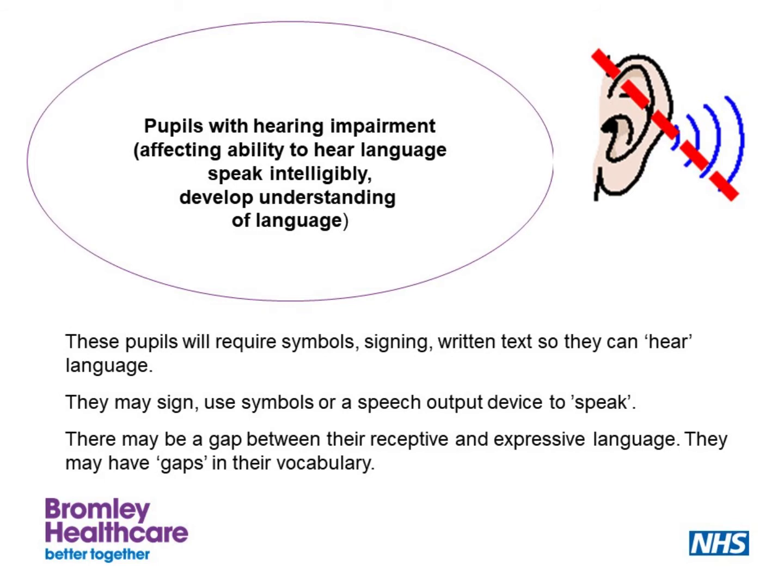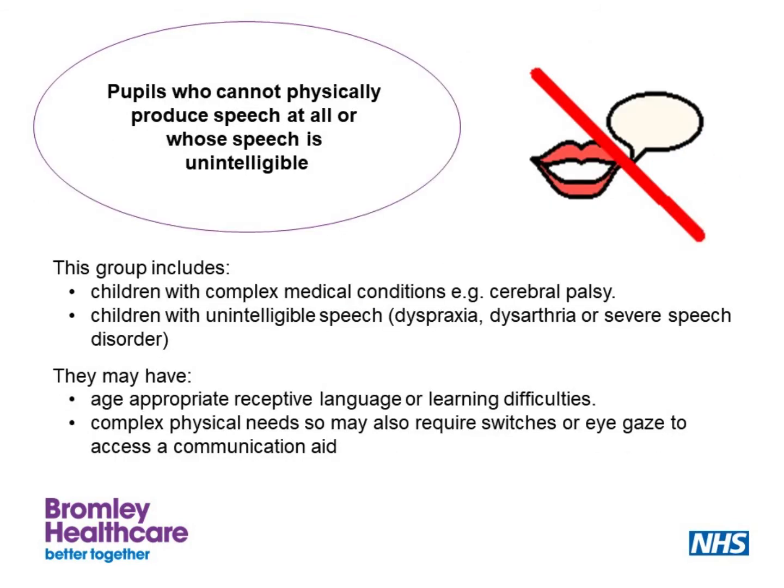Some children with hearing impairment may also benefit from using a high-tech communication aid, but this should be discussed with all those involved. A third group that I'm going to cover are children and young people who cannot physically produce speech, perhaps because of a neurological problem which affects their muscles, so they aren't able to control their muscle movement, or they find it difficult to control their muscle movement.